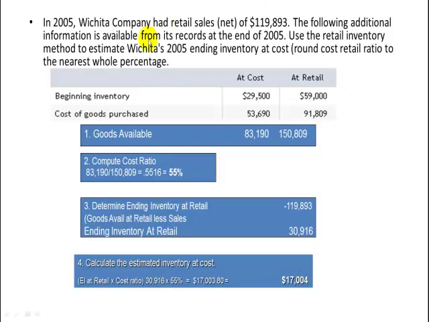So again, this is a method to estimate your inventory when you don't have any really better way to do it. This comes off with a pretty good answer. I've used it in the real world, and you get pretty close numbers. And we're at the end of this problem.